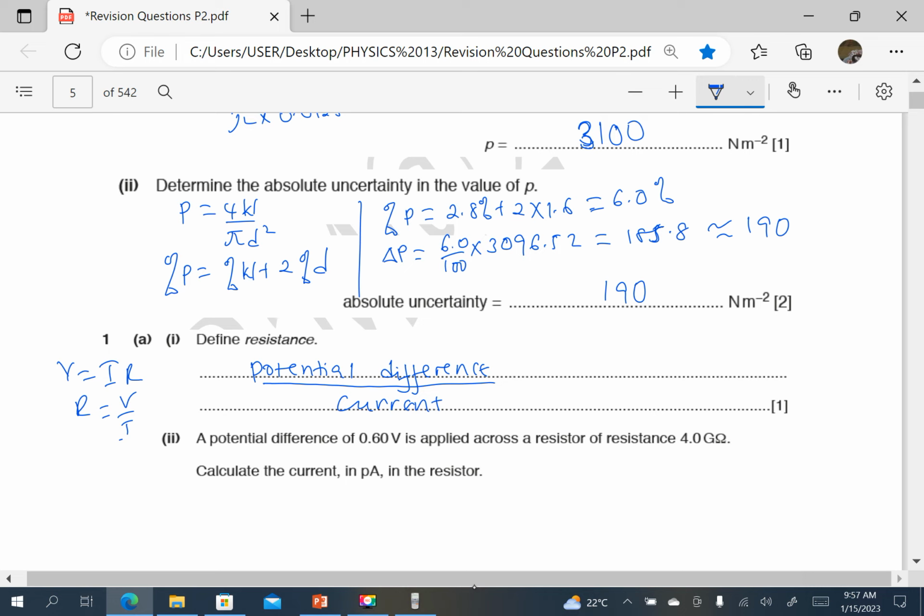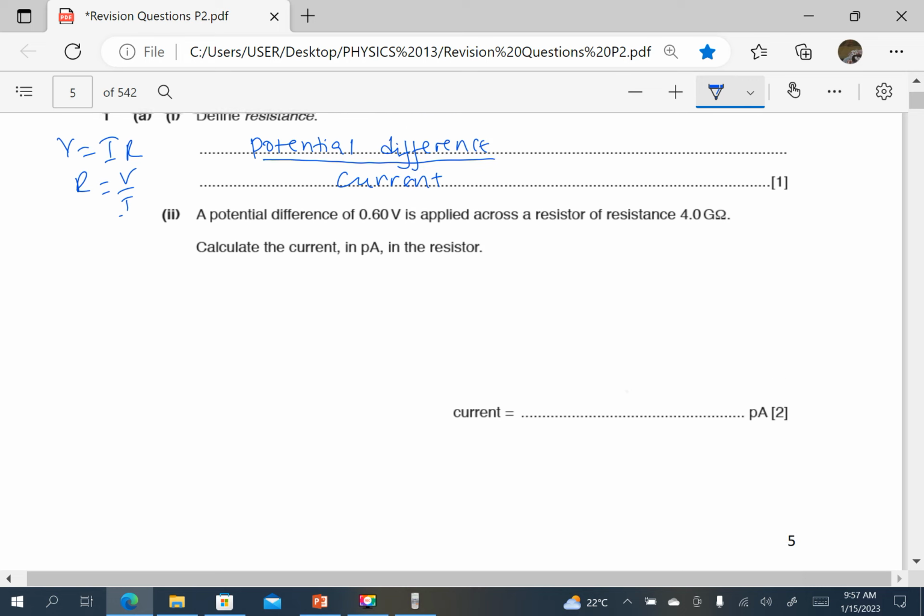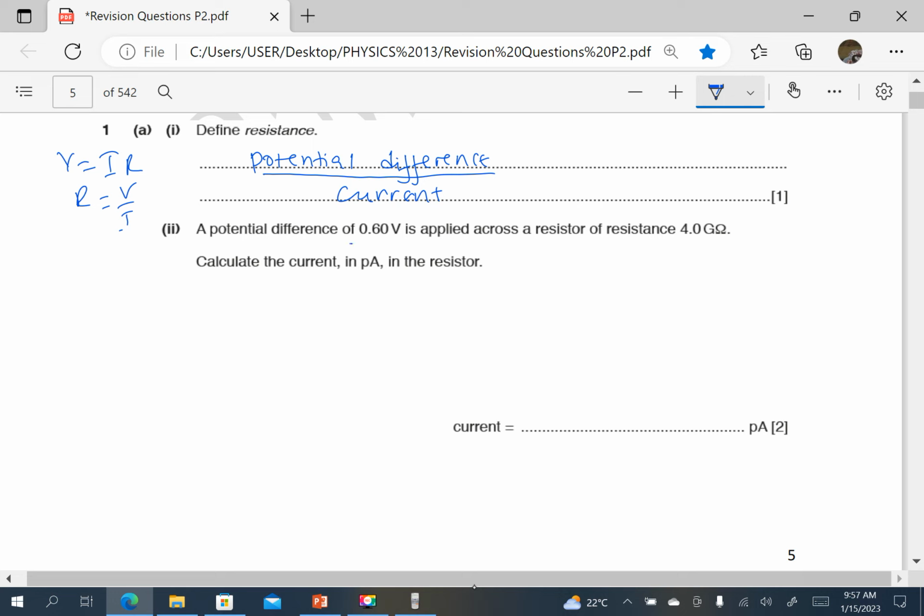That is resistance. A potential difference of 0.6 volts is applied across a resistor of resistance 4 gigaohms. Calculate the current in picoamperes in the resistor. So we know that giga is 10 power 9, and pico is 10 power negative 12. So we want to calculate the current. Of course, we know that the current is going to be equal to V over R.